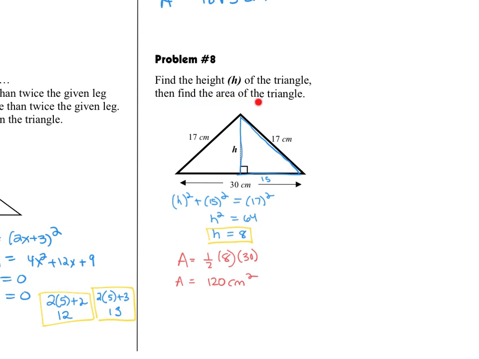I was then asked to find the area. Area is going to be equal now to 1/2 times the height times the base. And so that's going to give me 120 centimeters squared.